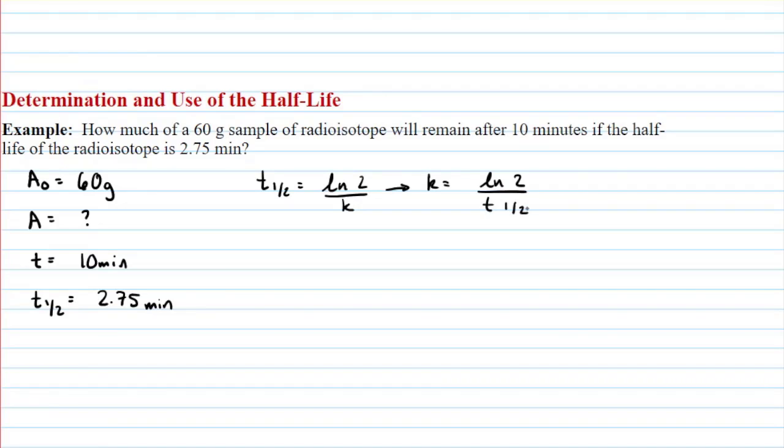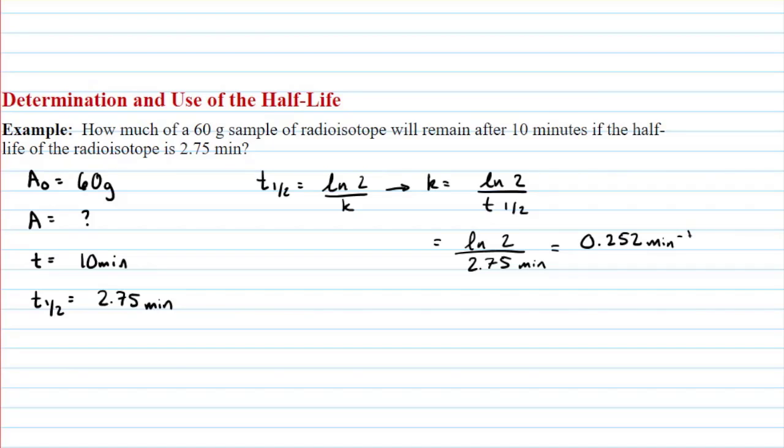All right, so let's go find that. ln of 2 over 2.75 minutes. Okay, so we end up getting k to be, if you guys want to work that with me, 0.252 per minute. Again, the units have to agree. All right, so now we have what k is.